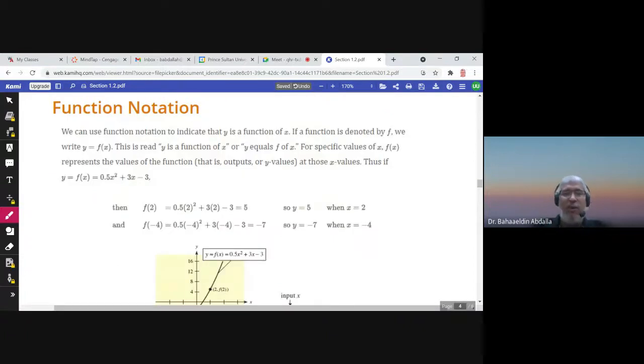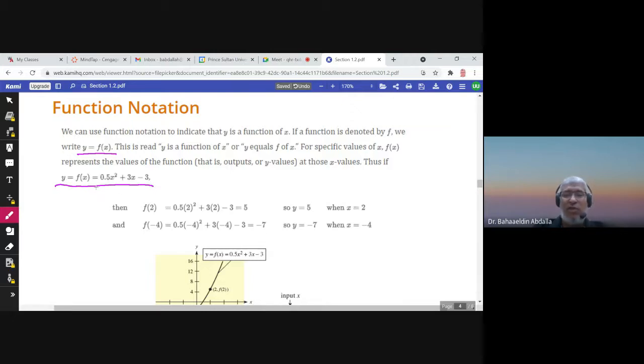Function notation, we will write always y equals f of x. So y is a function of x. We read it f of x. Okay. We can write it like this. This is, for example, a definition of one function.